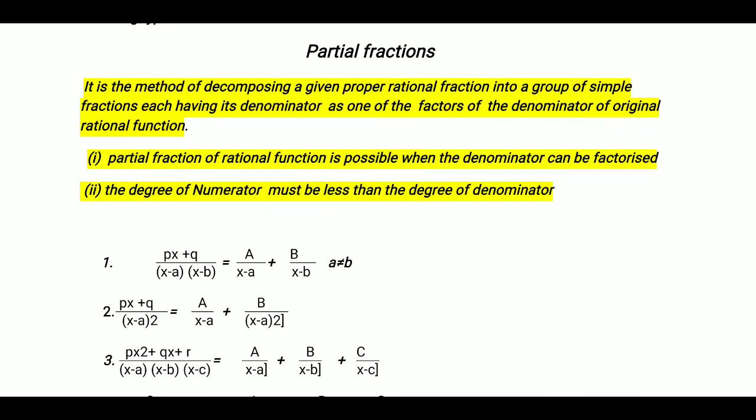Now, first type: suppose the expression is in the form (px+q)/((x-a)(x-b)). So we write (px+q)/((x-a)(x-b)) is equal to A/(x-a) plus B/(x-b), where a should not be equal to b, and capital A and capital B are the constants.